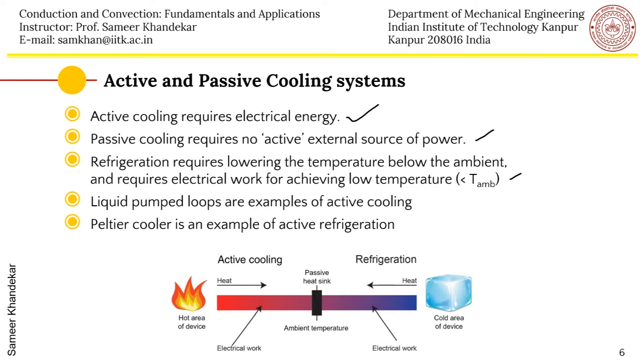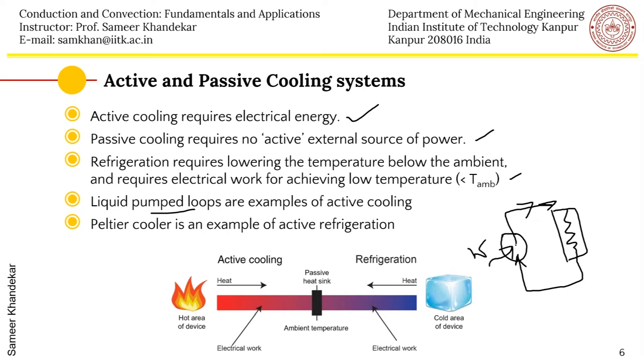And if you see active systems, then you can have a liquid pump loop. There is a pump which pumps the liquid to an electronic chip, and then this liquid comes back here. This is all single phase, okay, and this is like an active system because the pump requires some energy, or work has to be done on this pump for liquid to circulate in this circuit.